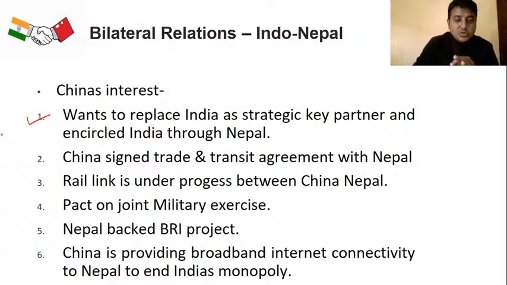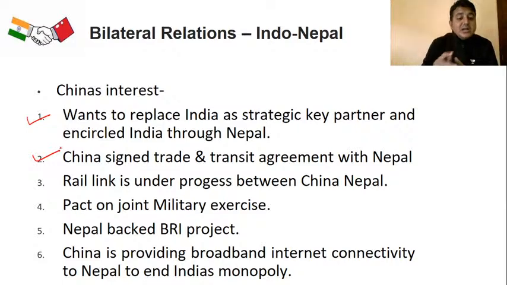Now China wants to grab this opportunity, and one more reason is that China wants to replace India as a strategic partner.